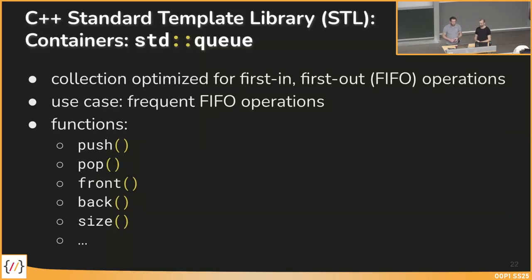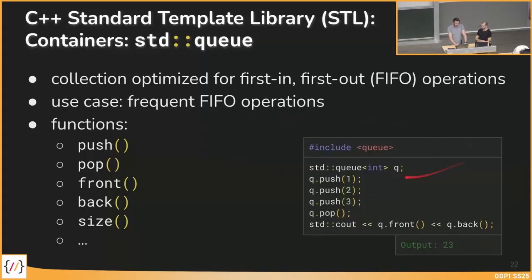Next one is the queue. It's similar to the stack, but just the other way around. So it's first in, first out. It's a queue. So things you put in first are removed first. So push and pop is similar to the stack, but with FIFO operations. In this case, we have a queue.